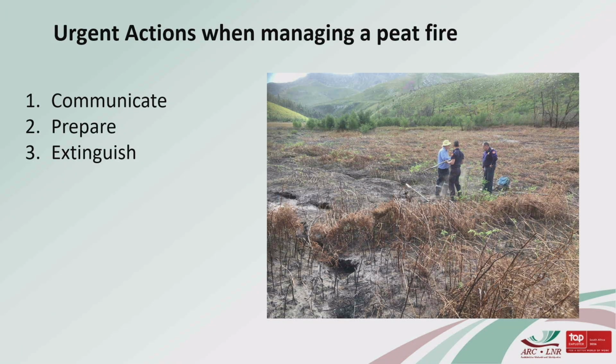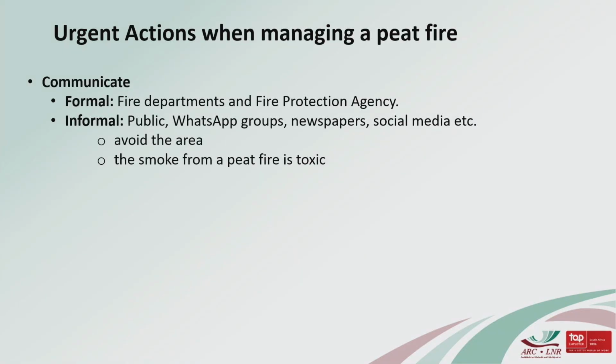There are three urgent actions that people are recommended to do: communicate, prepare, and then extinguish the peat fire. It gets broken down into who they should communicate with and why. So formal is fire departments and fire protection associations, and informal is the public through WhatsApp groups, newspapers, and social media, telling them to avoid the area and that the smoke from a peat fire is toxic.